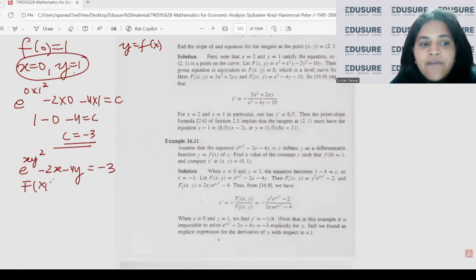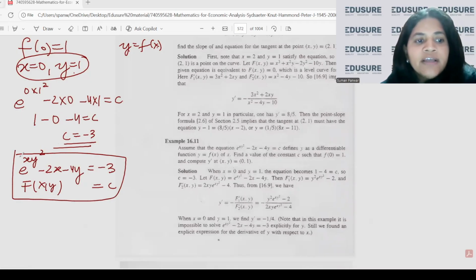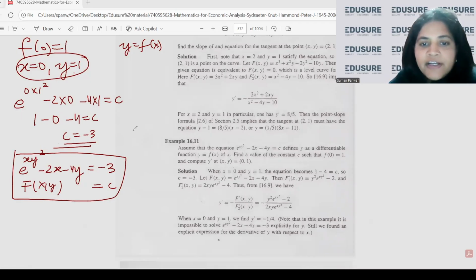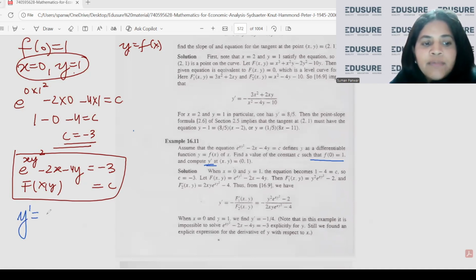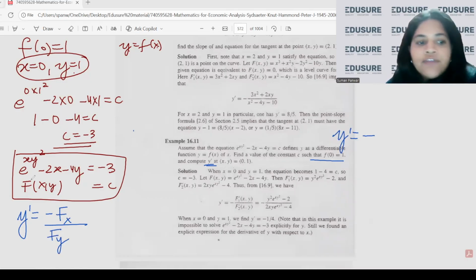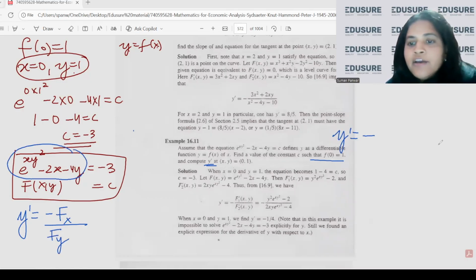So this is my f(x,y) and this is my c. So I want to find out the derivative y dash. So let's calculate the derivative. So we've calculated the value of c, and now y dash at (0, 1). So y dash will be minus fx divided by fy. So y dash will be now differentiate this particular function with respect to x only. So the derivative of e power something is e power something. And now differentiate xy square with respect to x, which is y square, minus 2, differentiate x with respect to x, which is 1, minus 4y, that is 0.